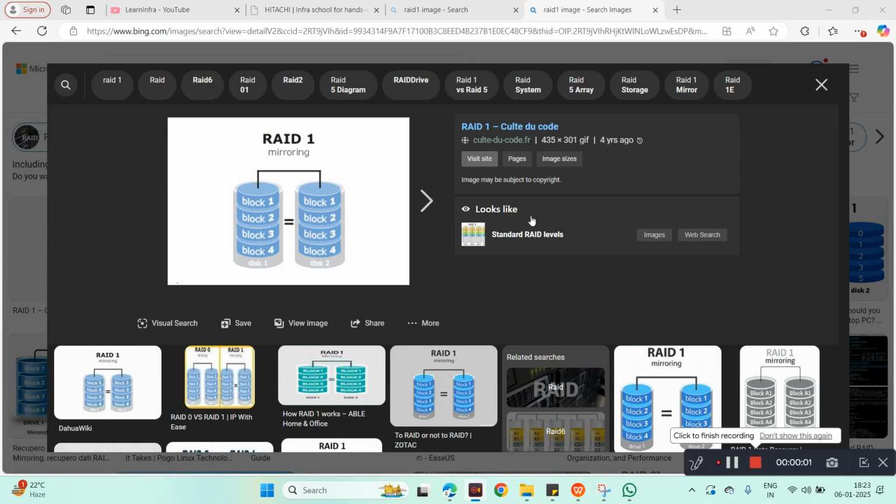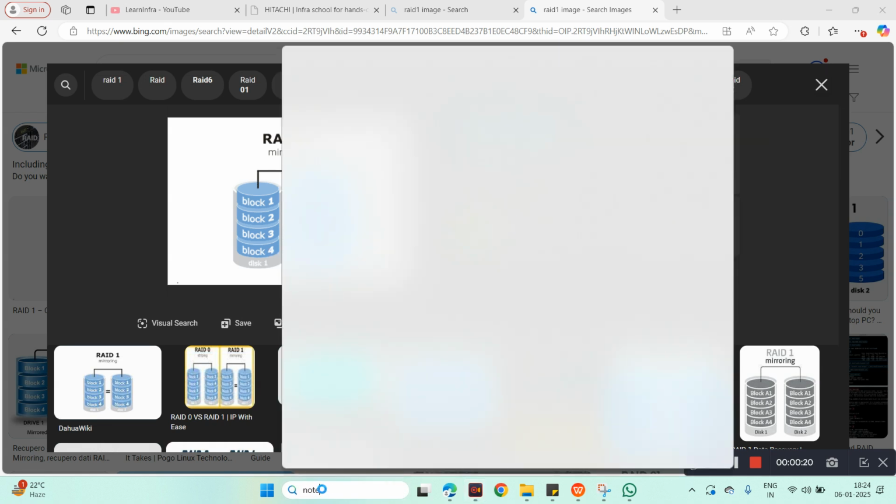In yesterday's session, we discussed RAID groups: RAID 0, RAID 1, RAID 4, RAID 5, RAID 6, and nested RAIDs such as RAID 10, RAID 01, and RAID 50, and how they work. And we also discussed NetApp.